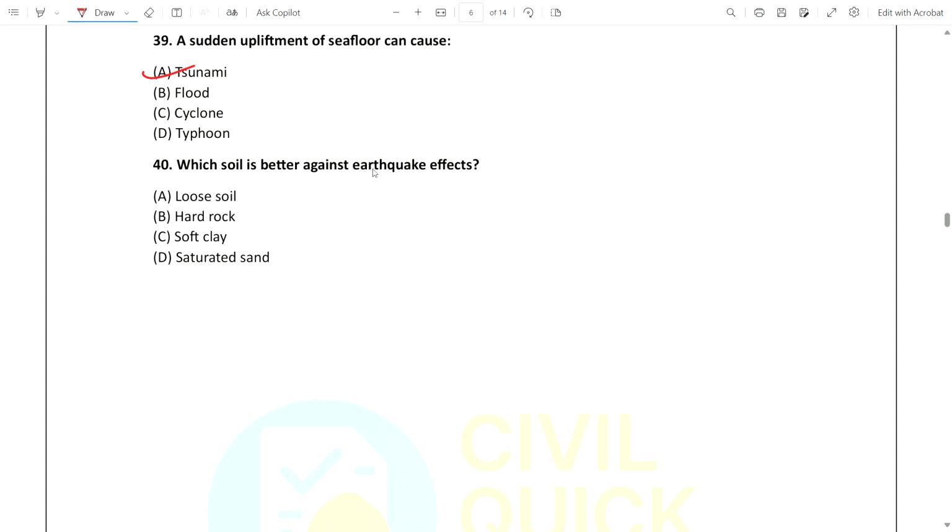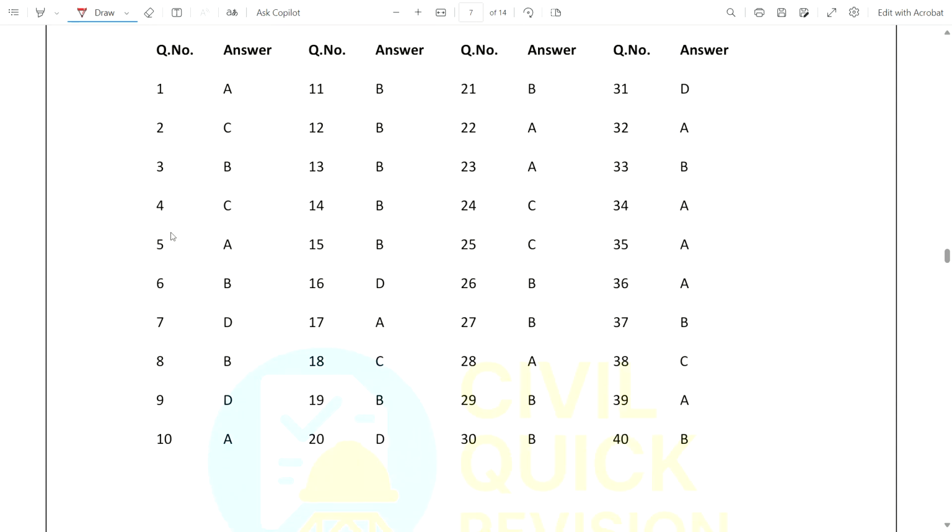Okay. Now which soil is better against earthquake effect? Loose soil, hard soil, soft clay, or saturated sand? The option is hard rock. Okay. Now you see here, this is the answer key.